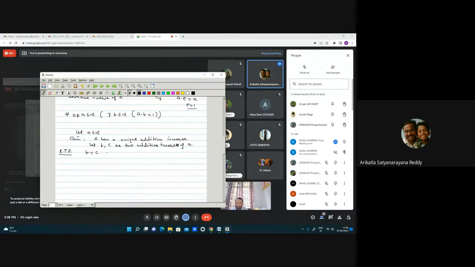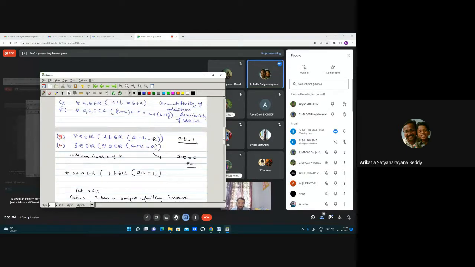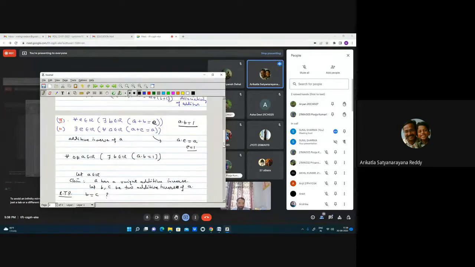Okay. So how can anyone help us? How do you prove this now? Now we will use that B is an inverse of A, C is an inverse of A. Which inverse? Additive inverse. What does it mean? A plus B equal to 0, since B is the additive inverse of A, right? And B plus A equal to 0.